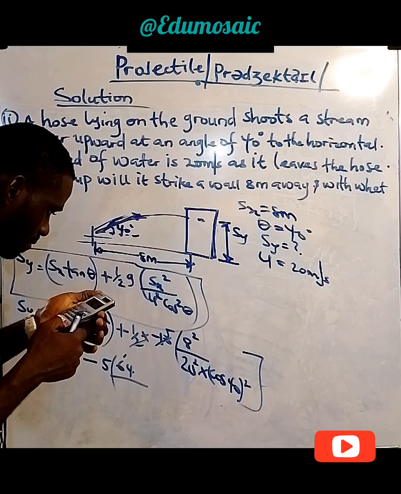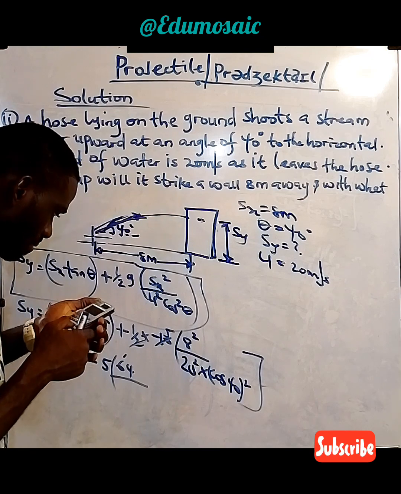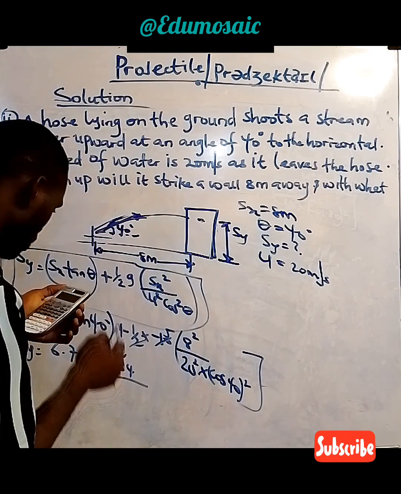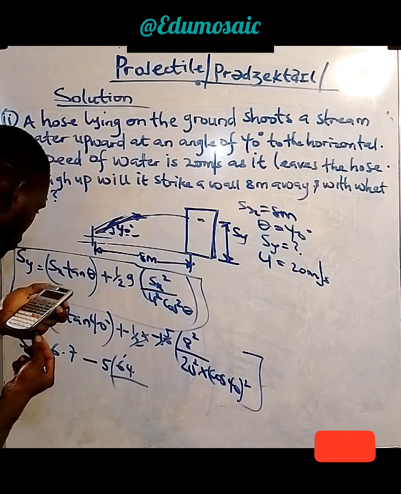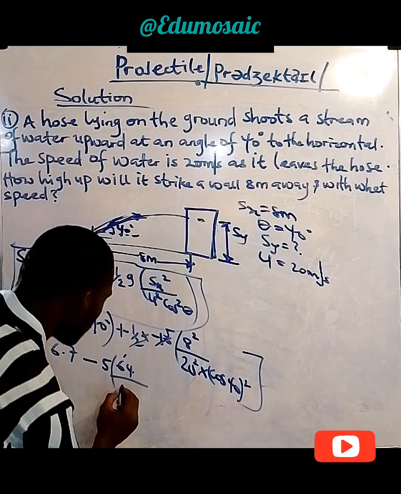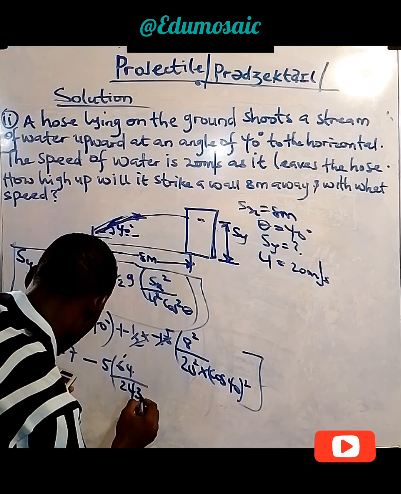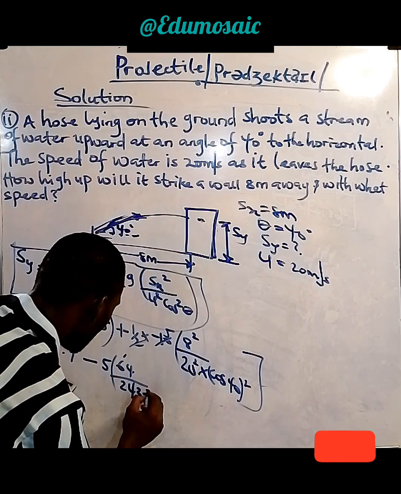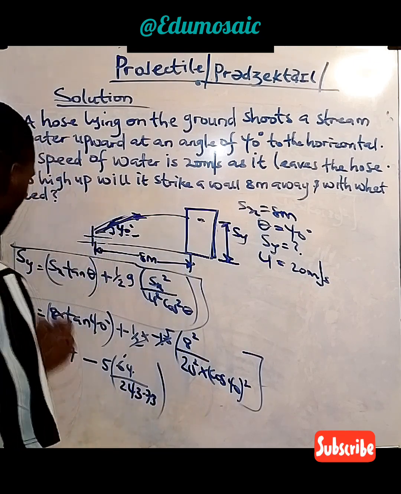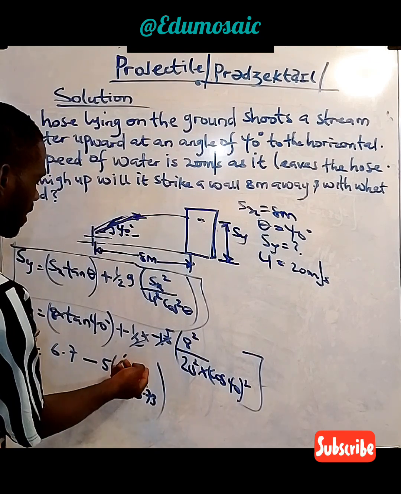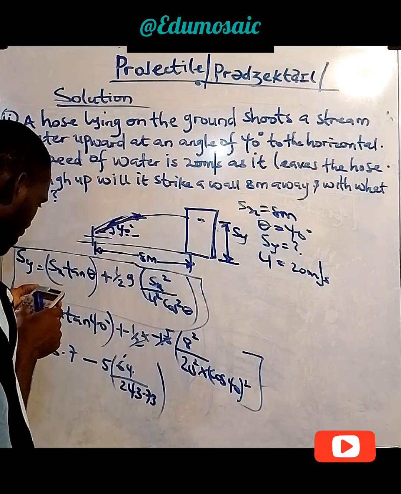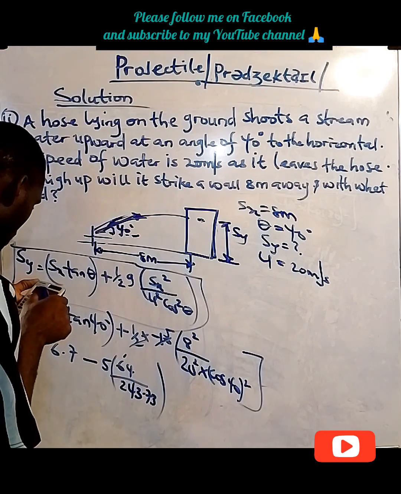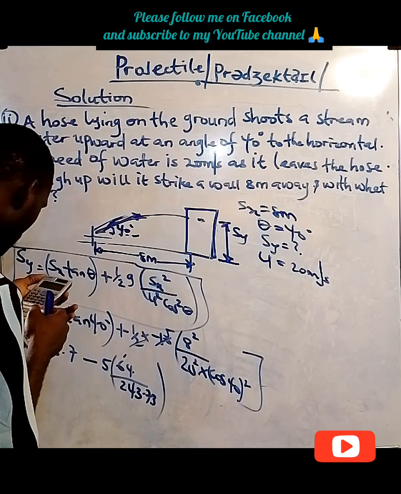So what do we have? 400 times cos 40 raised to 2 will give us 243.73 approximately. The next thing is that we're going to take 5 times 64 divided by the answer we got.